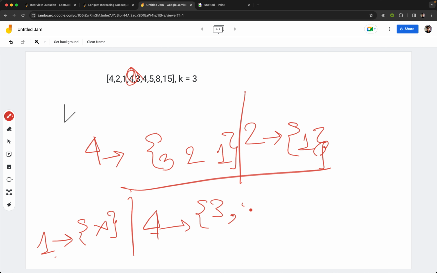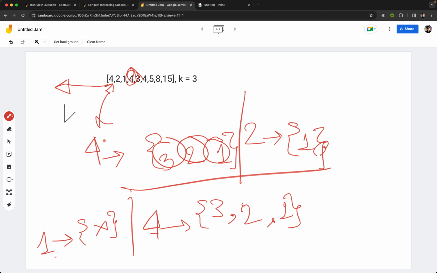Alright, so for this 4 at index 3, what can we choose? We can choose similarly 3, 2, and 1, right? Now when we are at the first index, that is this 4, we were able to choose 3, 2, and 1, right? And we have to choose this from the left side of this array, right? So does 3, 2, or 1 exist to the left of the array? The answer is obviously no.